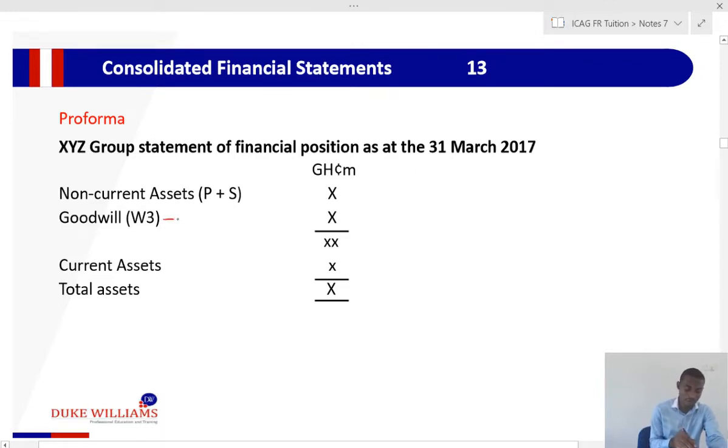Now at acquisition, we say let's recognize and measure goodwill. So if there is goodwill on acquisition, the goodwill becomes an asset, and this is an intangible asset, as we have learned earlier. Then we have the current assets. Again, the current assets of the parent will be added to that of the subsidiary. Then we have the total assets.